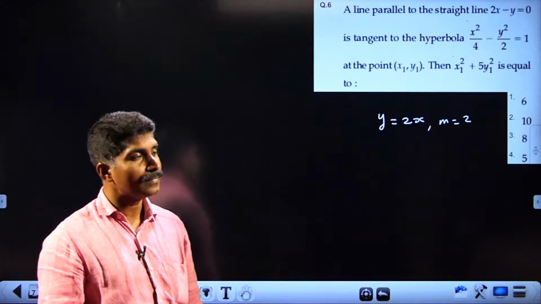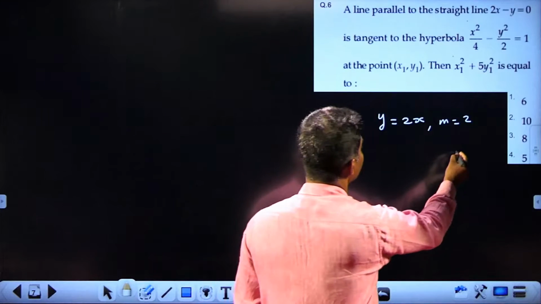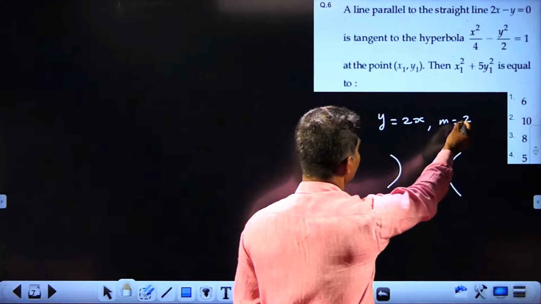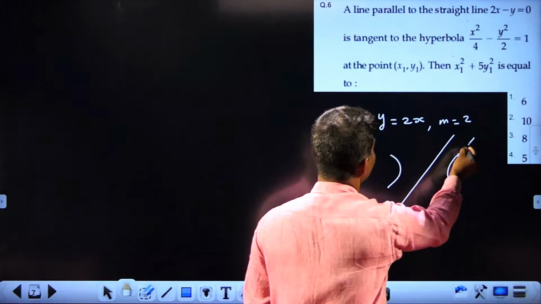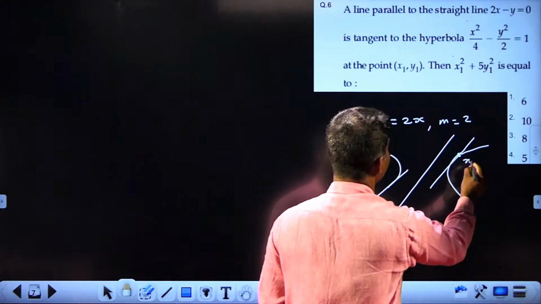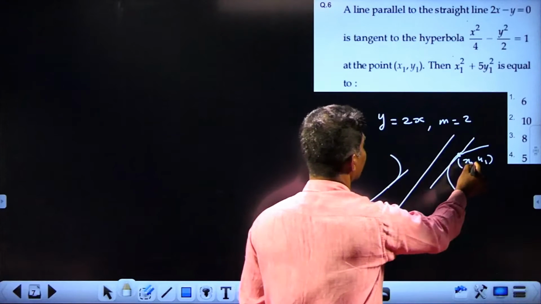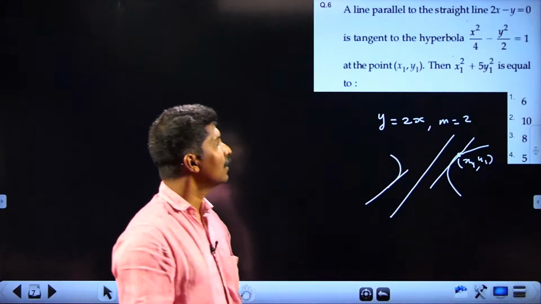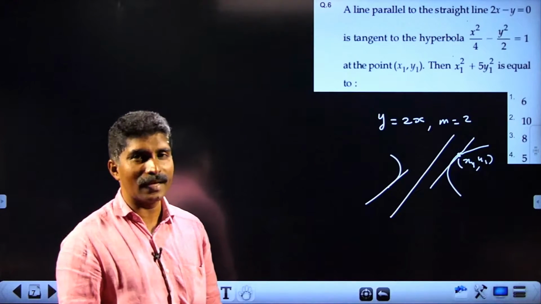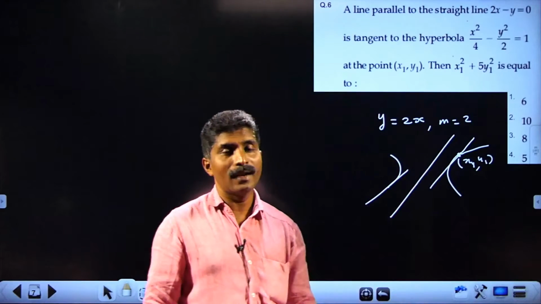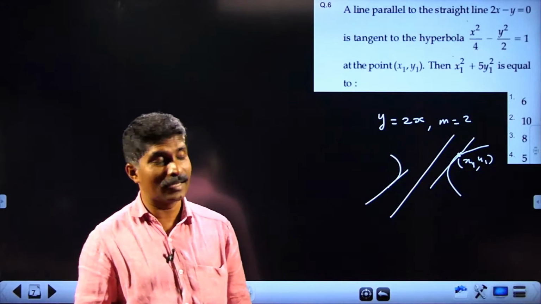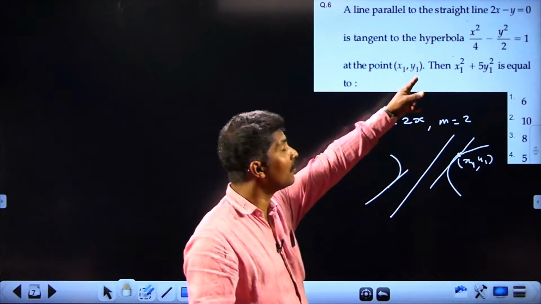So here is a hyperbola and here is a line. Its slope is equal to 2, and you know there is a tangent. Of course, there will be two tangents. This point is actually x1, y1. We have to calculate x1 square plus 5y1 square. What will you do? Only one condition: the tangents are parallel to the line. If the lines are parallel, slopes are the same.